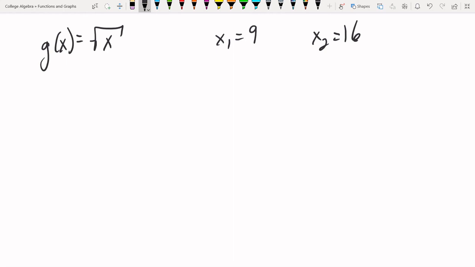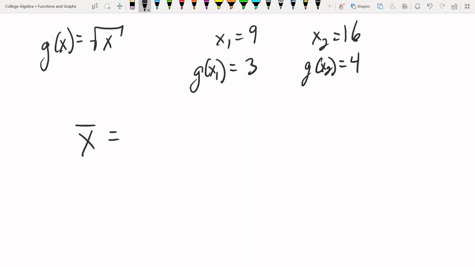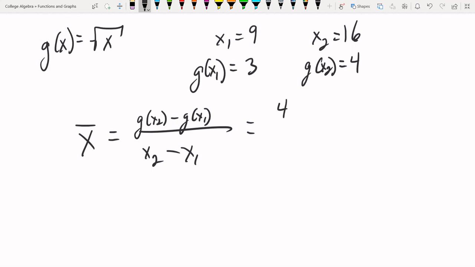Okay, so this is going to be the same procedure. G of x1 is the square root of 9, which is 3. G of x2 is the square root of 16, which is 4. So the average, or in other words, the slope, is going to be g of x2 minus g of x1 over x2 minus x1. We get 4 minus 3 over 16 minus 9, which is 1 over 7. So in this case, the average is 1/7.